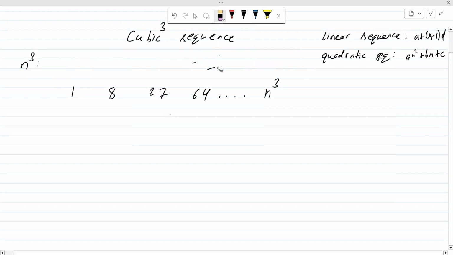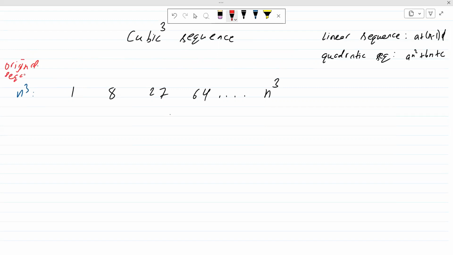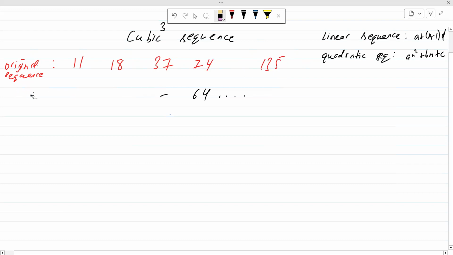So now let's look at one cubic sequence. This is the original sequence that we are given now. Okay, so let's find the common difference. First common difference.